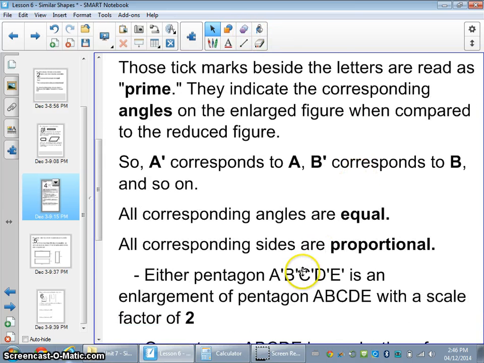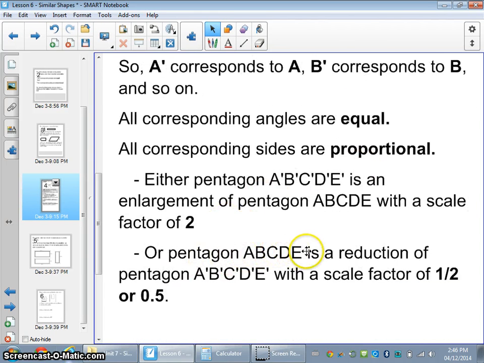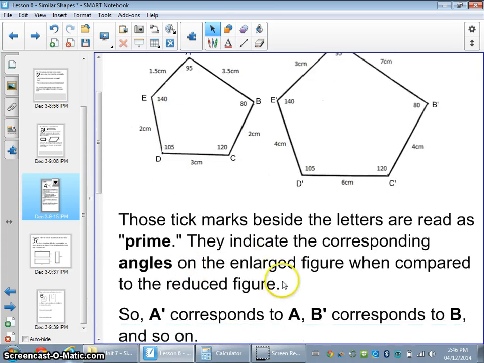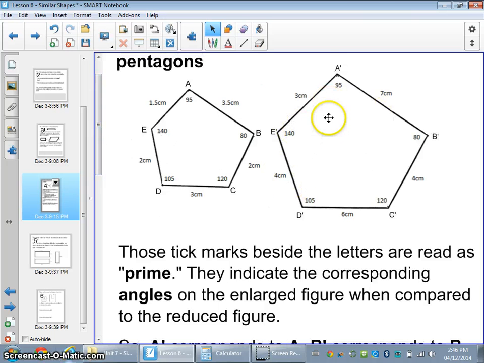So we could say either pentagon A prime, B prime, C prime, D prime, E prime is an enlargement of the other pentagon with a scale factor of 2, meaning this one's twice as big. Or we could say pentagon A, B, C, D, E, the smaller one, is a reduction of the other pentagon, with a scale factor of half or 0.5, right? Because this one's half the size. Since they didn't tell us which was the original shape and which was the diagram, it doesn't matter which way you think of it. If you think about it as twice as big as the other one, that's great. If you think about it as half the size, that's great too. Like I said last time, I like having the bigger number being the diagram, meaning that this one would be twice as big. That's how I think of it.